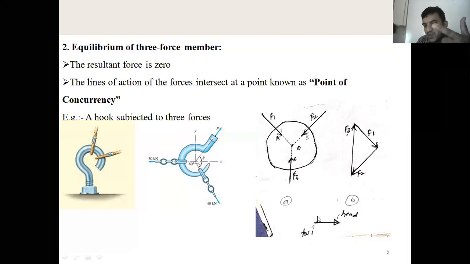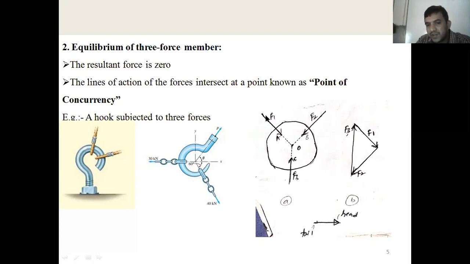The length of the line shows the magnitude. The arrow mark shows the direction. Here, what direction? F1 is acting downward, right? This point we call OA. From the point, you take either clockwise or counterclockwise. I consider clockwise forces. F1 is acting downward here. The length of the line shows magnitude, and the arrow mark shows direction, right?